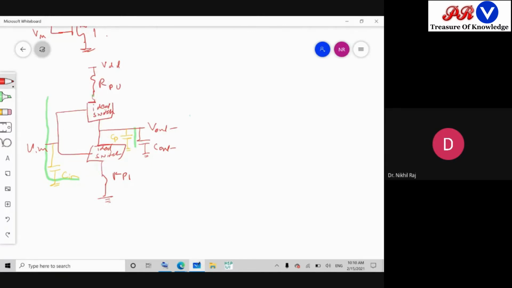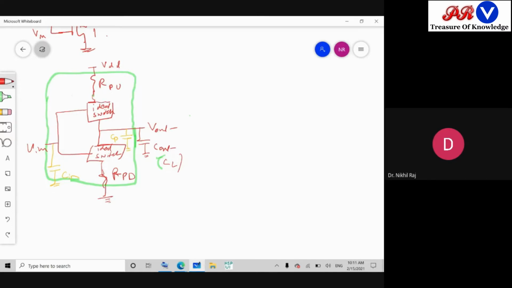This is our pull down network. From here to here, this one is the inverter actually. What we see outside is only C out. C out is nothing but your load, CL, the load capacitance, and internally formed is CP, the parasitic capacitance, and Cin is the equivalent capacitance of the inverter.